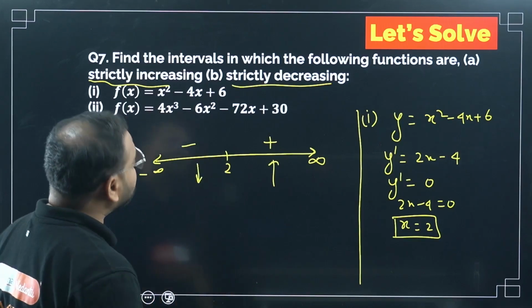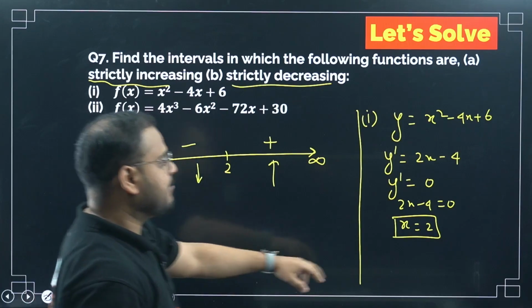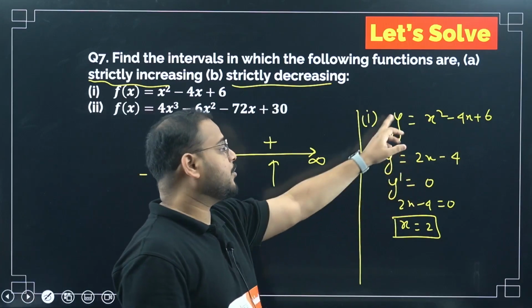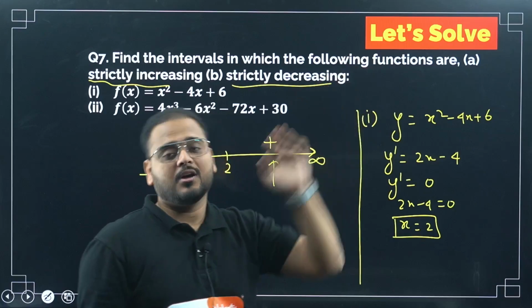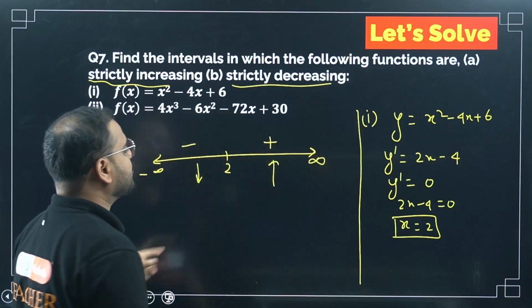Can I take 2, sir? What about 2? If you put 2, it will become 0. So I said no. Strictly increasing means it has to be non-equal. We cannot take the equality sign. So I will not take 2.